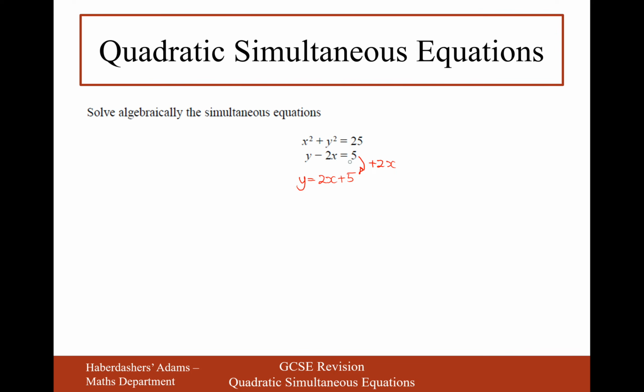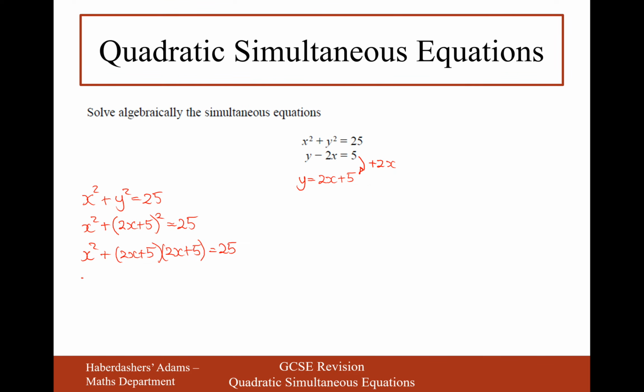And now that it's y equals 2x plus 5, I'm going to replace y with 2x plus 5 in the equation above. So it's going to be x squared plus y, which is equal to 2x plus 5. The y is being squared, so this bracket needs to be squared. When you square a bracket, you're effectively multiplying that bracket by itself 2 times. That's what the little 2 represents.